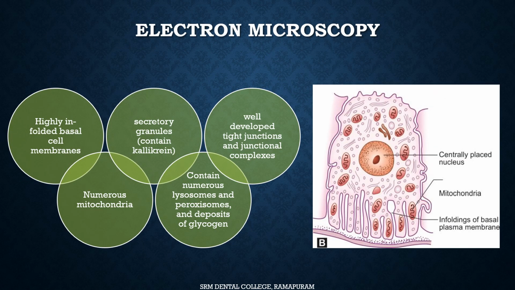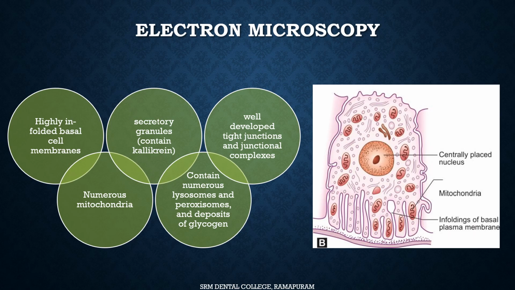Under electron microscopy, these basal striations have been revealed to be highly infolded basal cell membranes. That is, the basal surface of the columnar cells is folded multiple times, and these foldings are studded with numerous mitochondria that give the appearance of striations in light microscopy.